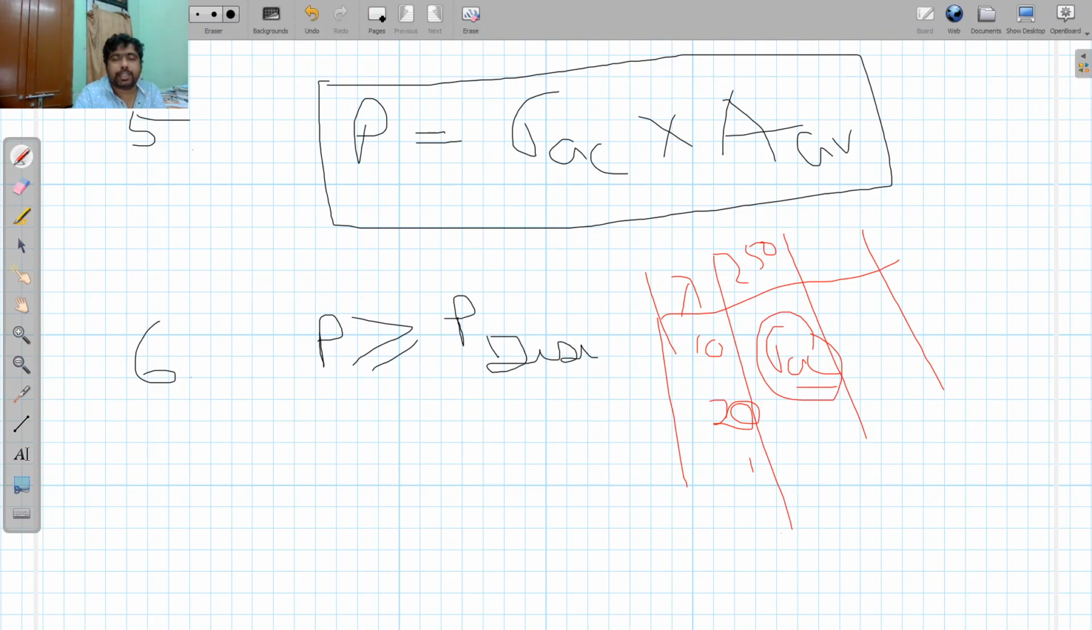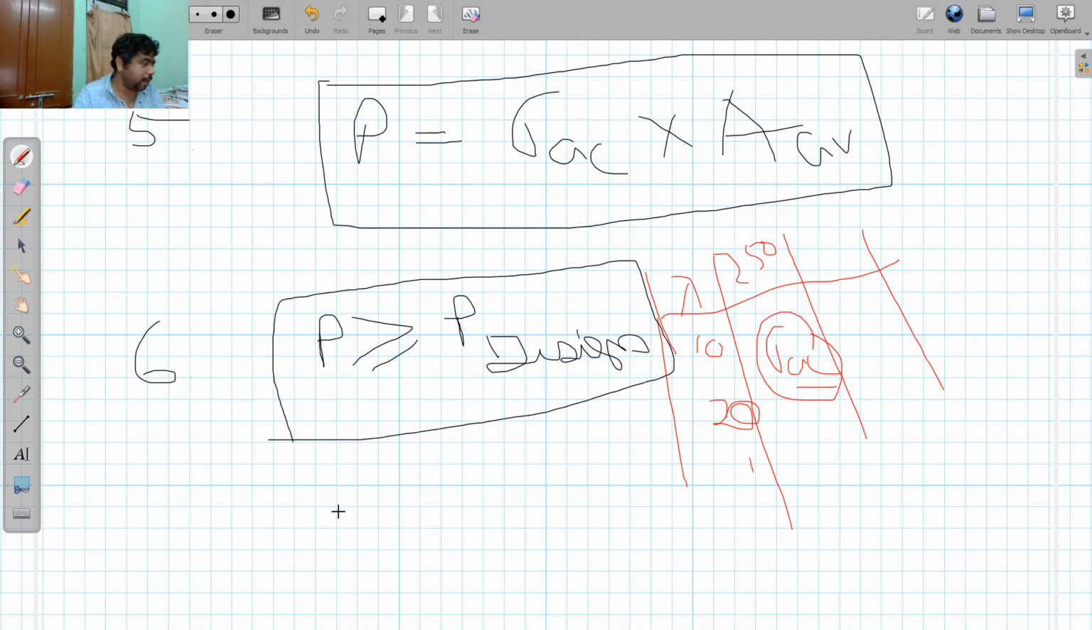If this is the case, then you can say your design is safe. That is the number one thing. Now you have to take care of some other information also. If for some reason this P value is coming less than P design, then no doubt you have to redesign it.